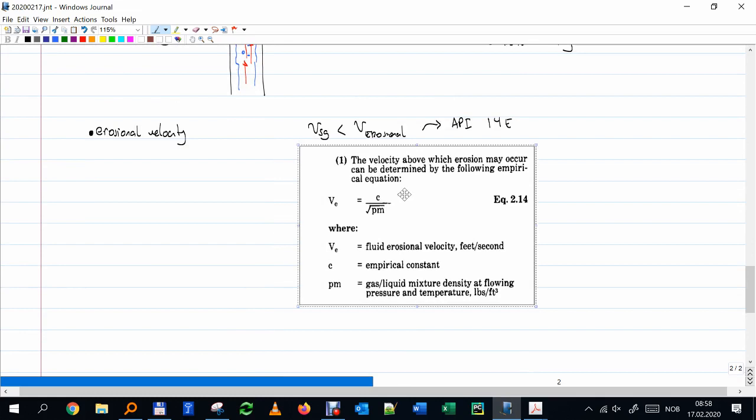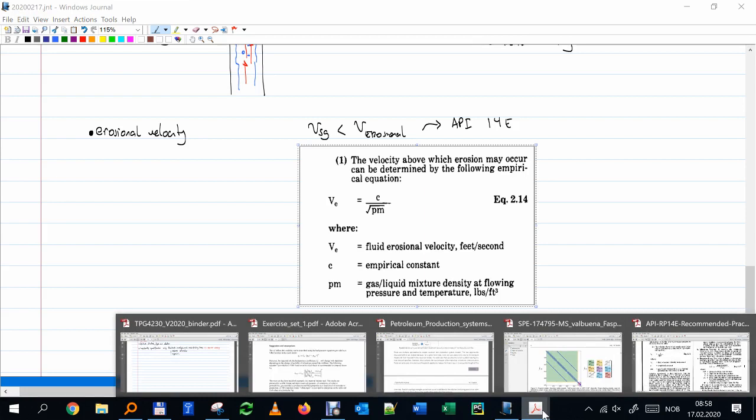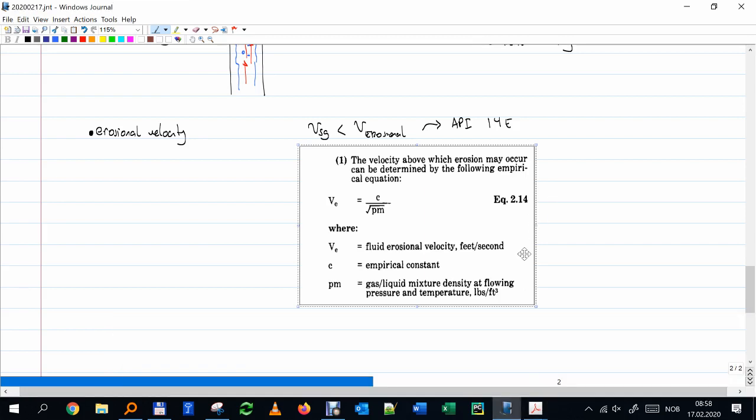I forgot the name of the Norwegian standard. I think it's the NV 15 maybe.